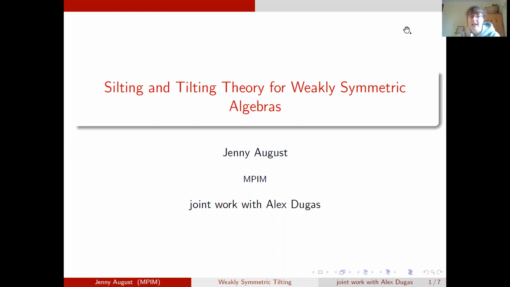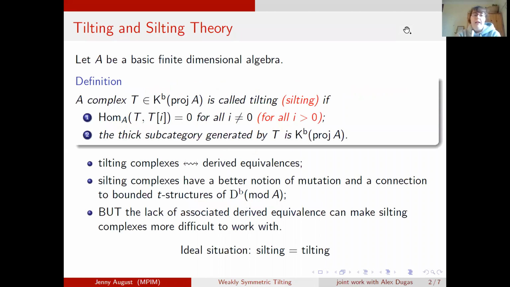with a quick reminder of tilting and silting theory. So A is going to be a basic finite dimensional algebra throughout the talk. And over such an algebra, a perfect complex T is called tilting if two conditions hold. First, that there are no morphisms from T to any non-trivial shift of T. And second, that the thick subcategory generated by T is the entire category of perfect complexes.